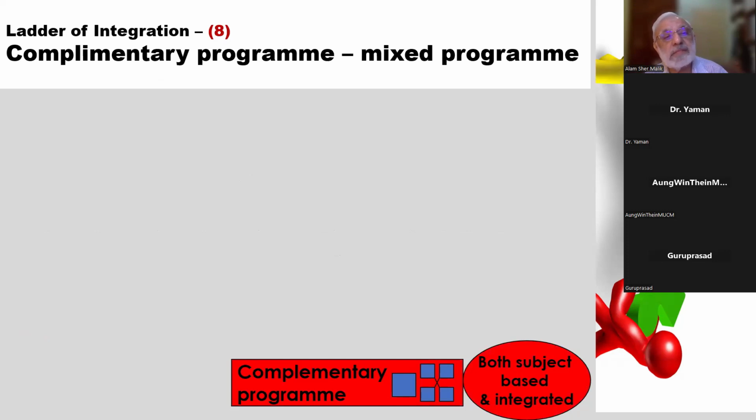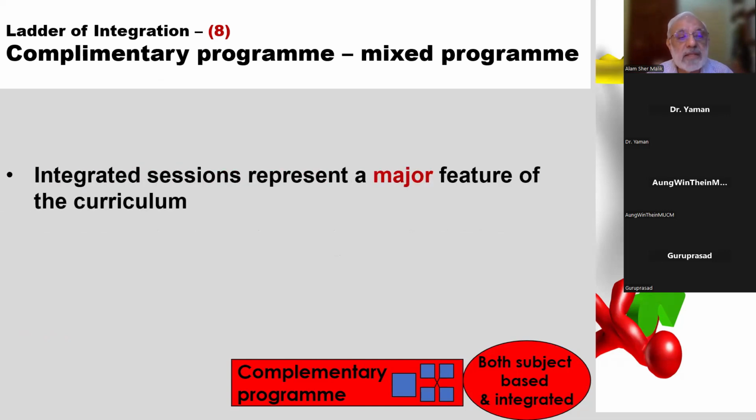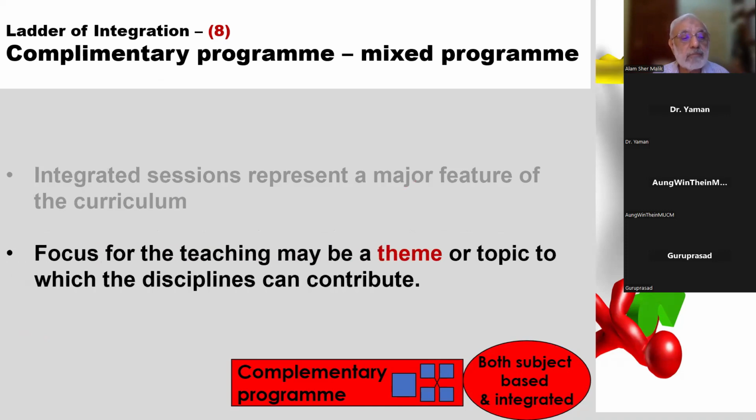The next level is the complementary level. It is a mixed program, with both subject-based teaching and integration. At this level, the integrated session represents a major feature of the curriculum. So subject-based teaching is much less, and the integrated sessions become the major component of the curriculum. The focus for teaching is a theme or a topic to which the disciplines can contribute.